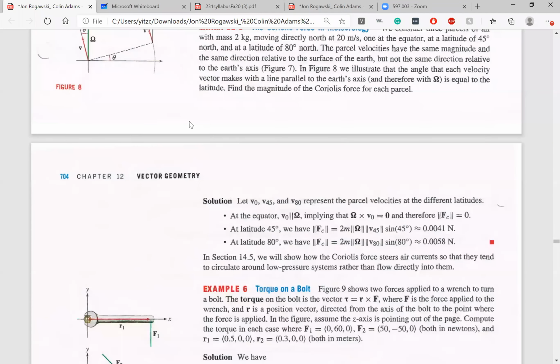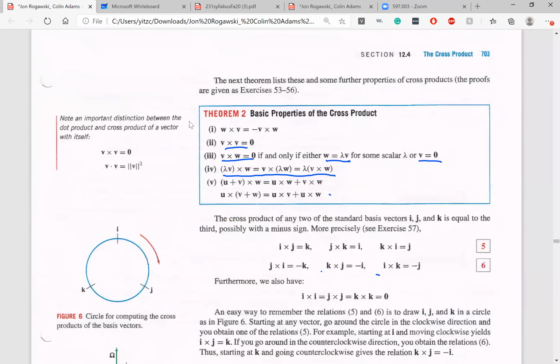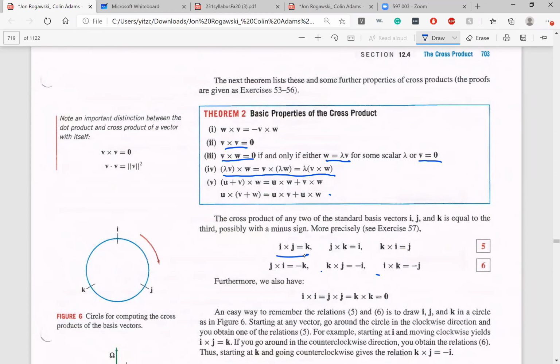Okay, so let's continue from here. Any questions about what we've done so far? Okay, so we were up to these relationships that i cross j is equal to k and so on.